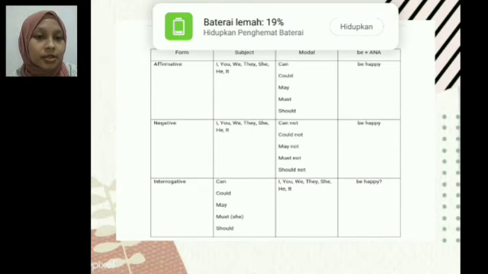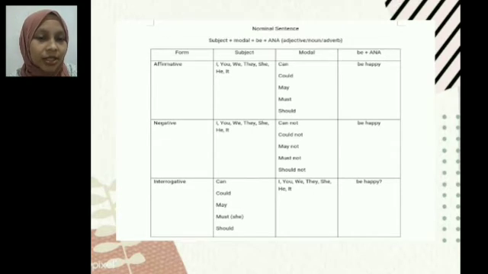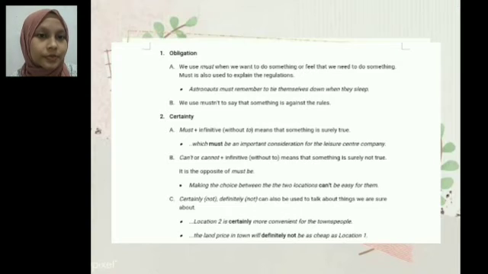And then the form is interrogative. The modal is can, could, might, must, and should. The subject is I, you, we, they, she, he, it. And then we can add be plus adjective. The example is be happy.